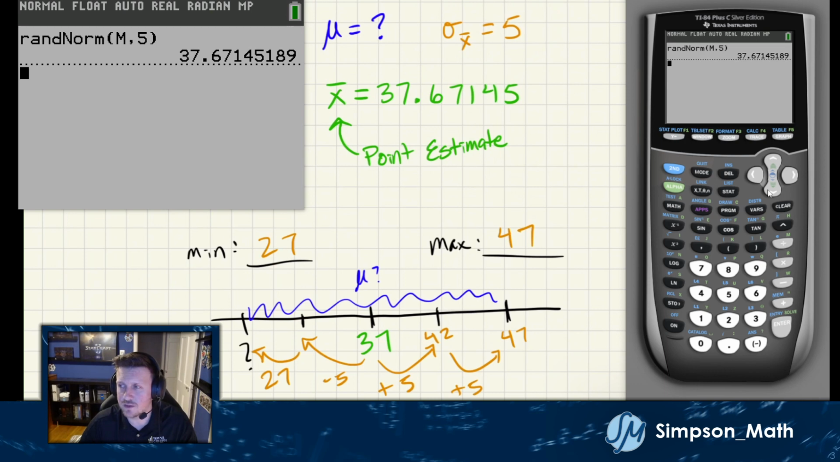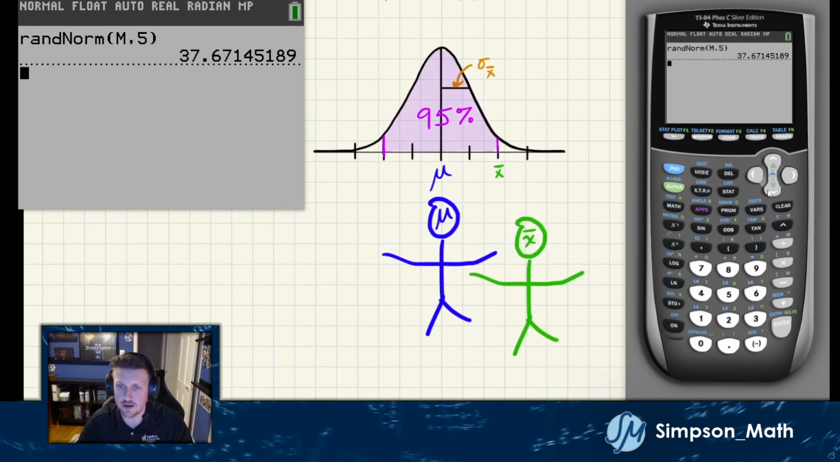So what's the logic behind this? Why am I doing that? Well, in this case, there's almost a 95%, I'm using this word loosely, chance of properly capturing this mu, because I know that in a normal distribution, which we're told this comes from, the middle 95% of the distribution is within 2 standard deviations of the mean. I have this drawn out here a little bit.